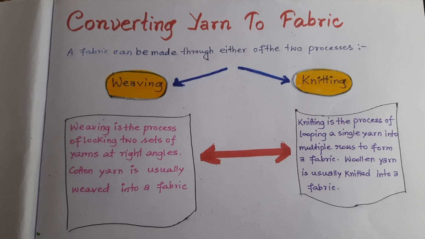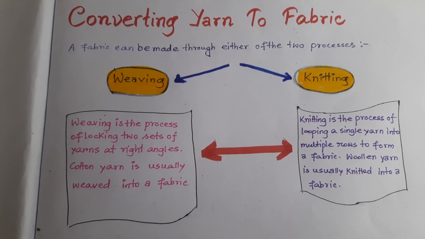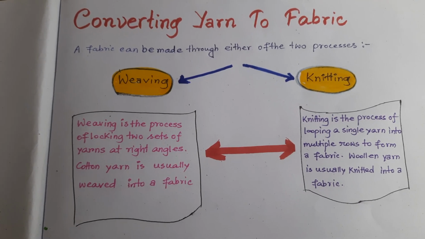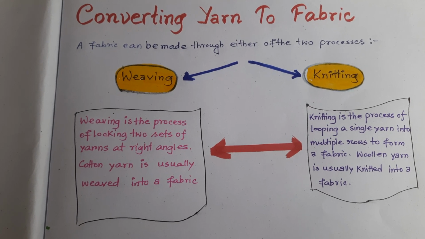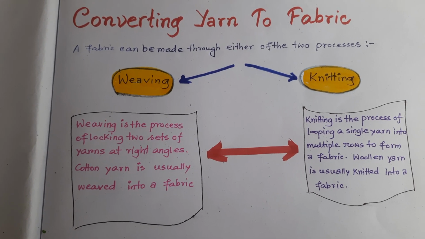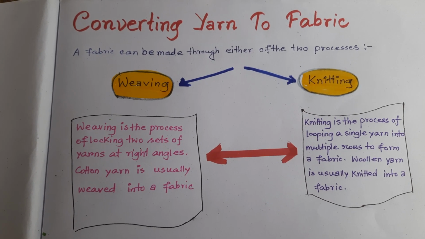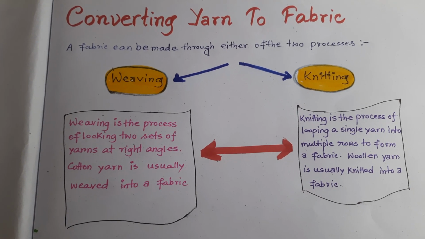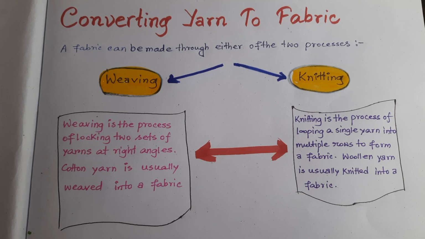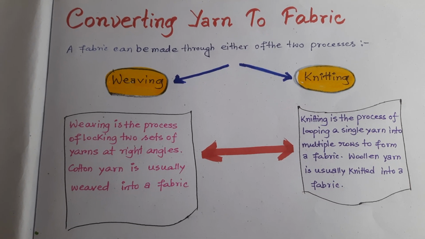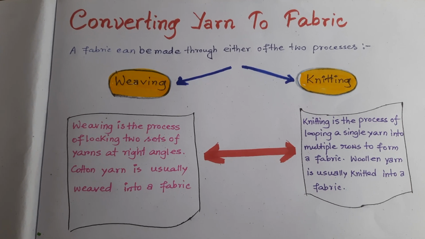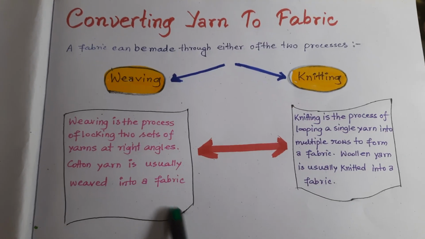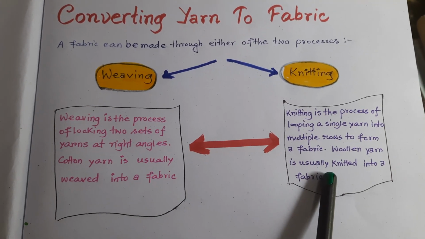Second is converting yarn to fabric. We have already learned what a fiber is, how many types of fibers there are, and what yarn is, and now we will learn about yarn to fabric. Basically we have to read two processes of converting yarn to fabric. The first is weaving, and the second is knitting.